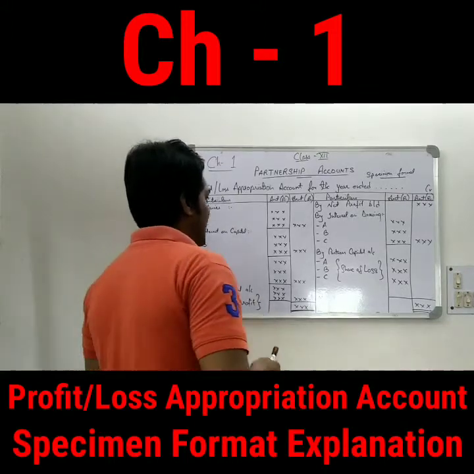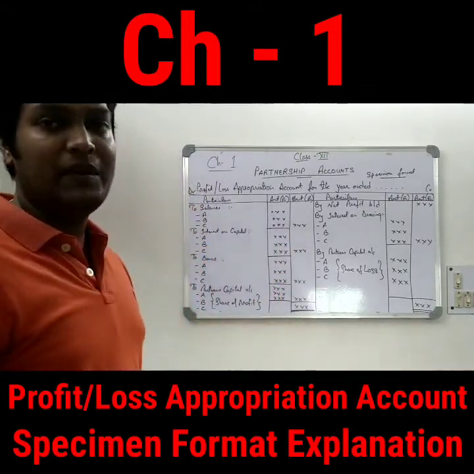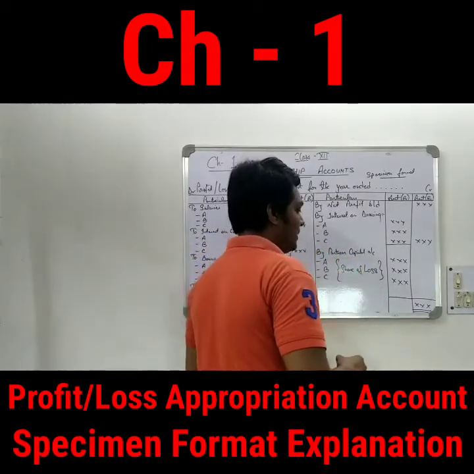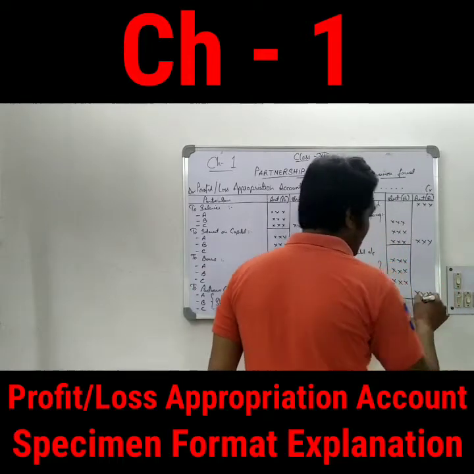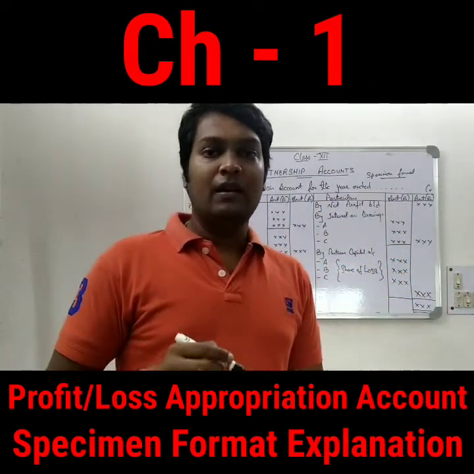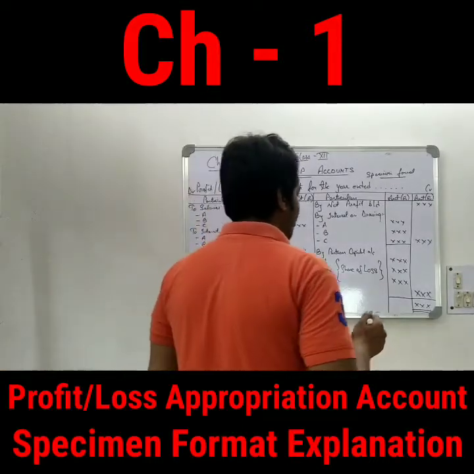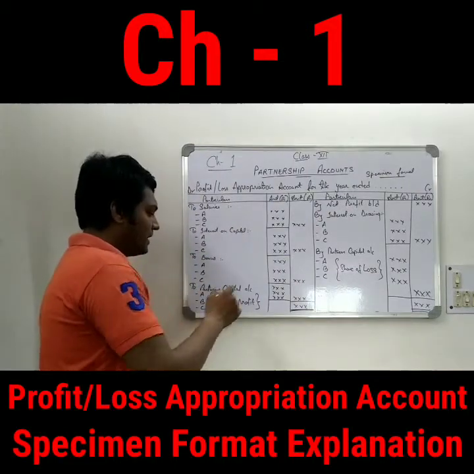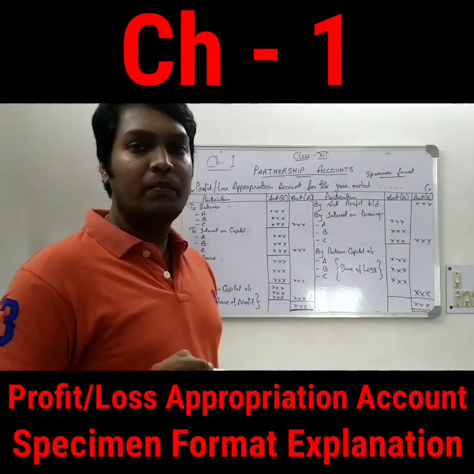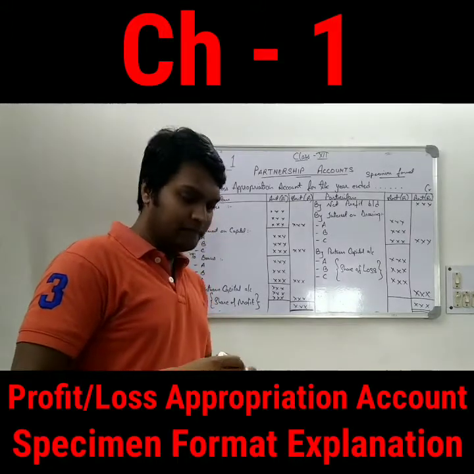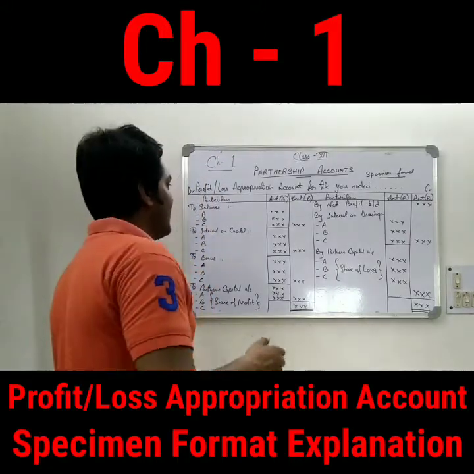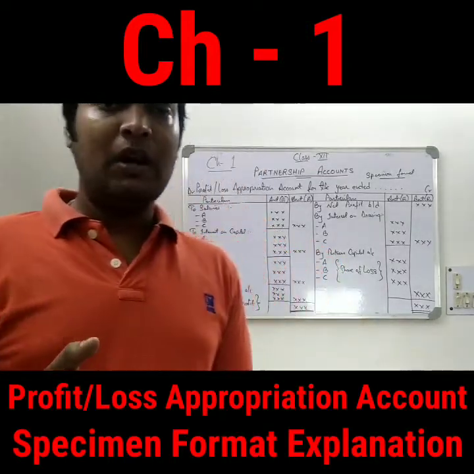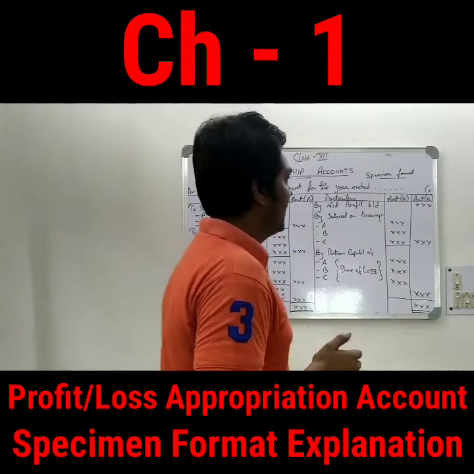In the same way, if the debit side is heavier than the credit side, just the reverse effect will happen. We will take out the amount here and that will be the loss of the organization. For the loss, we will write it as share of loss, just as we have written share of profit here. So here we can end the format. This is the overall format of the profit and loss appropriation account in partnership accounts.